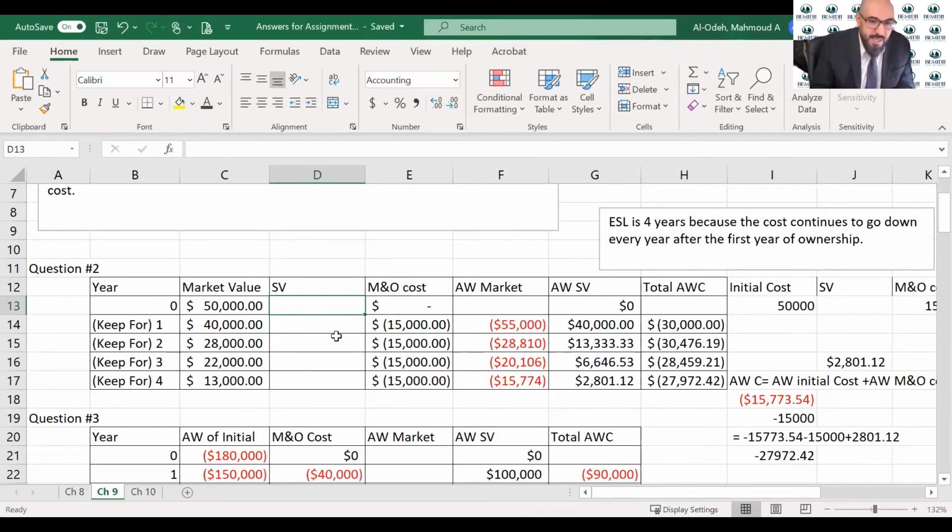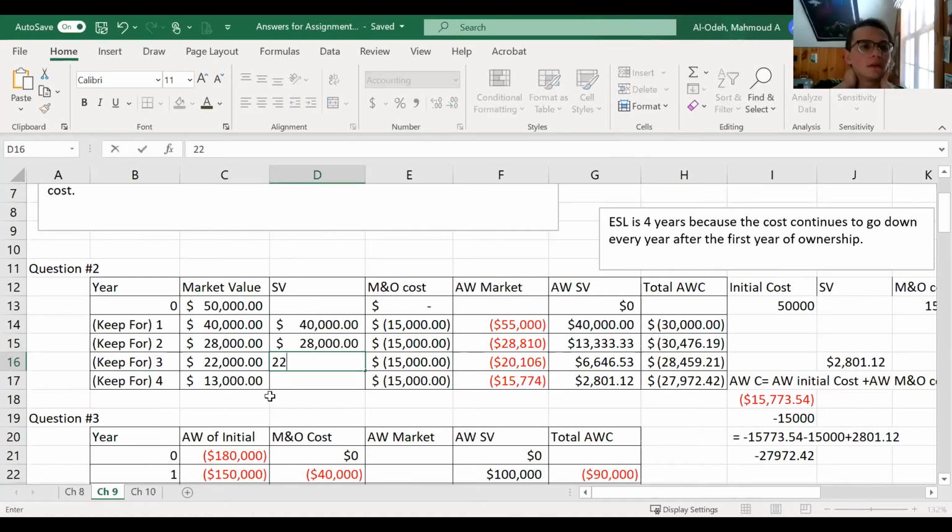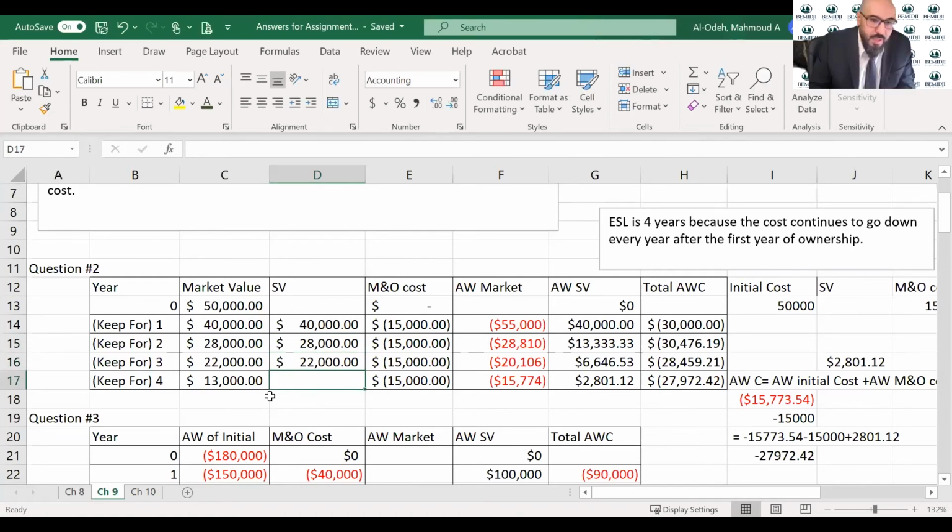If you want to keep this asset for 1 year, what would be the market value for that? That would be the 40,000, right? Correct? And now if we're going to keep it for 2 years, the salvage value would be 28,000. If we're going to keep it for 3 more years, the salvage value would be 22,000. If we're going to keep it for 4 more years, that would be 13,000.